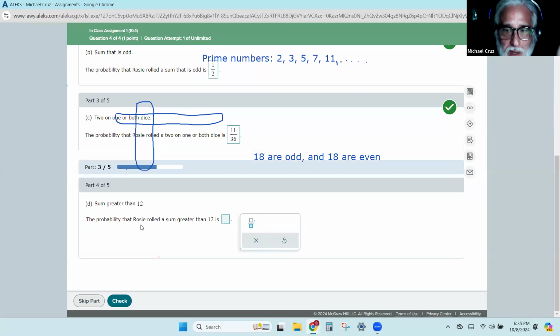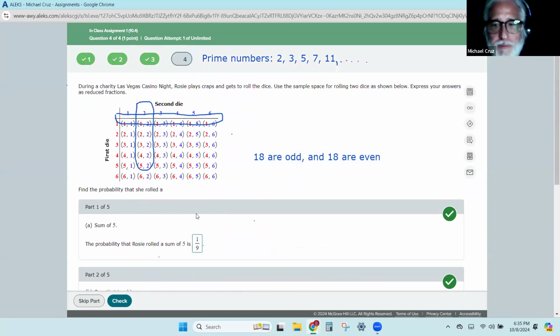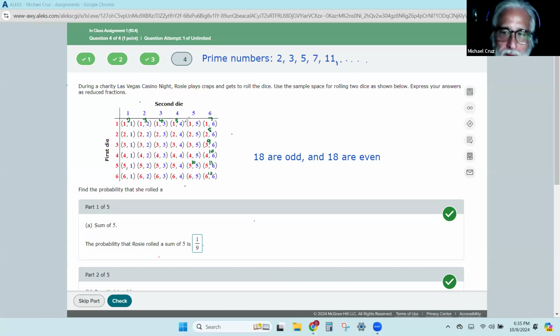The probability that Rosie rolled a sum greater than 12. All right, let's go back over here. Let me put some more of these back on here. So this is 2, 3, 4, 5, and then it goes all the way up to 7. These right here are 8, 9, 10, 11, and 12. So this right here would be 10. And then I'm not going to do all of them just because I want you to see.